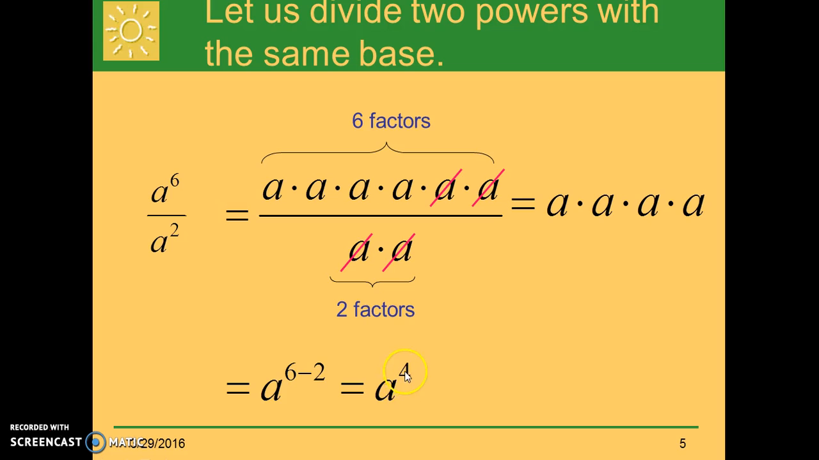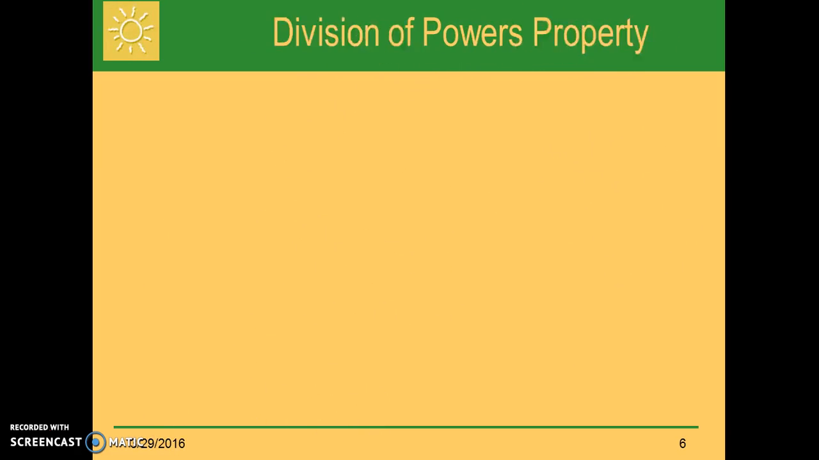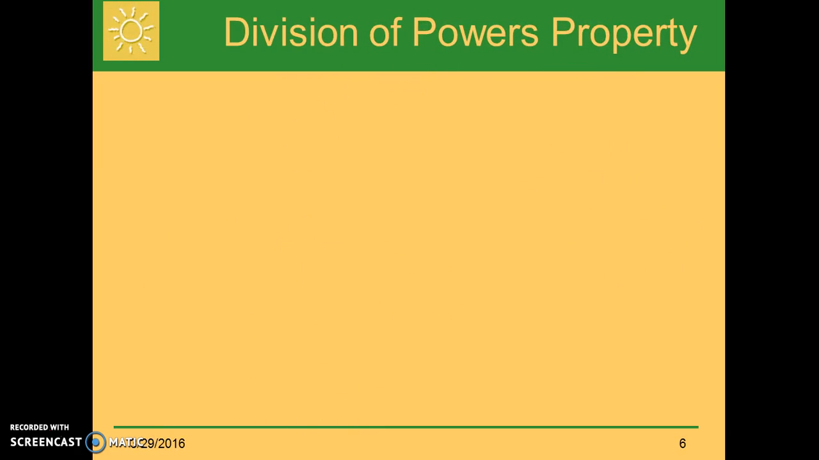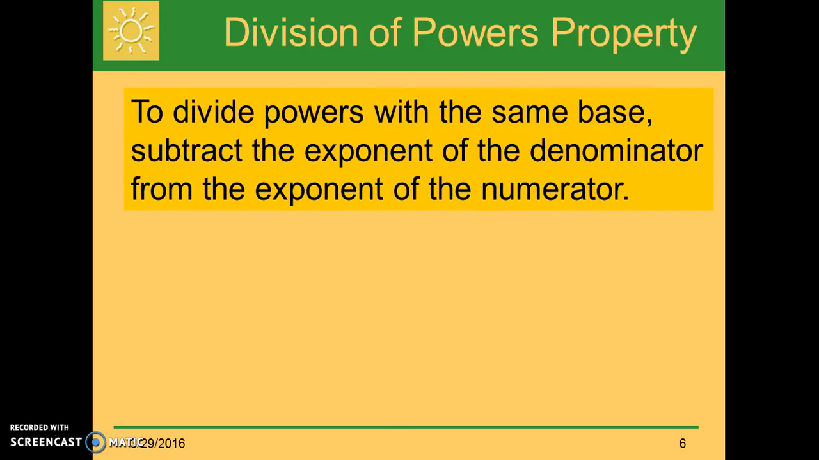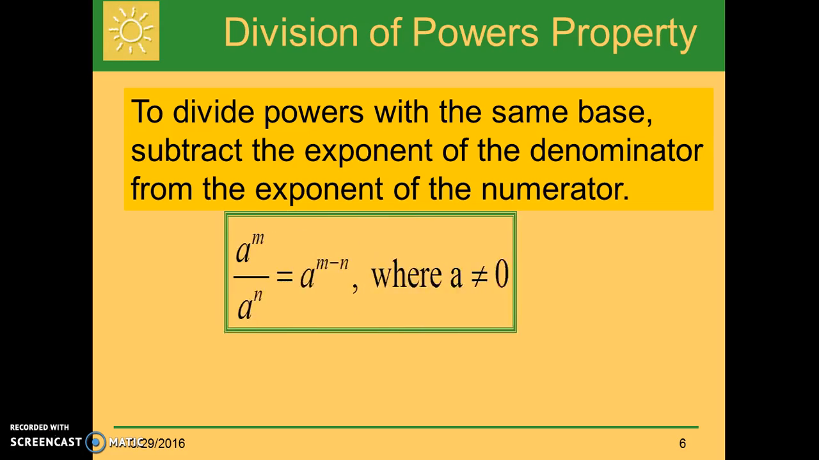So if you think about how we could get the 4, we'll notice that the base again was the same. The base was a, so we can keep that a. All we had to do was subtract those exponents. So subtract 6 minus 2, and that gave me 4. All right, so that's the second rule. It's called the division of powers property. Again, it says if we're dividing powers with the same base, we're going to subtract the exponent of the denominator from the exponent of the numerator.